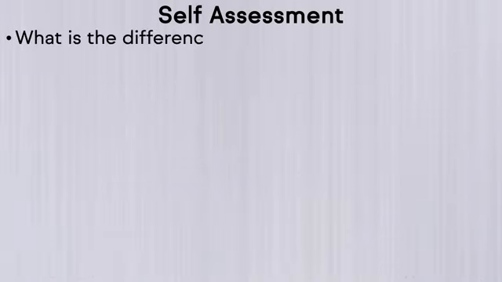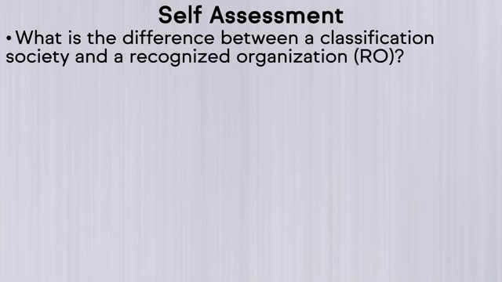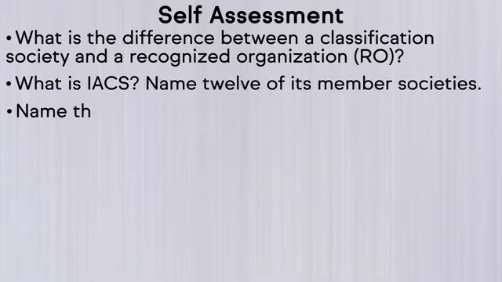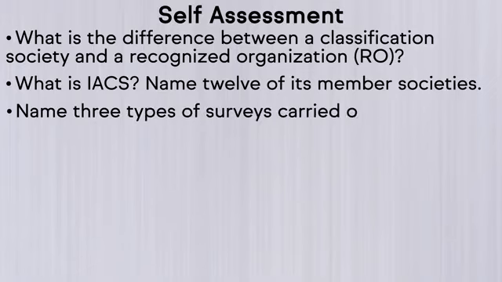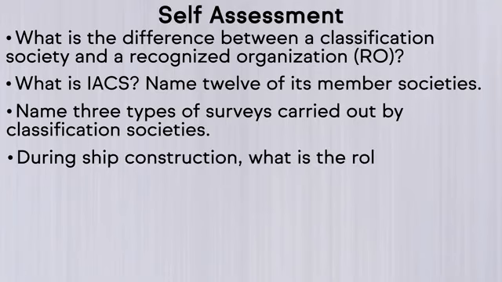What is the difference between a classification society and a recognized organization, RO? What is IACS? Name 12 of its member societies. Name 3 types of surveys carried out by classification societies. During ship construction, what is the role of a class surveyor?